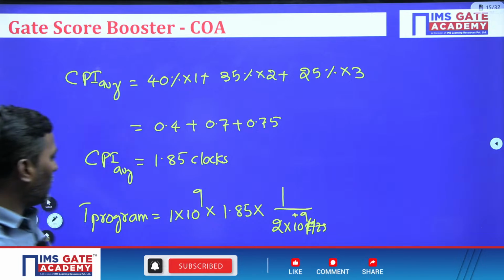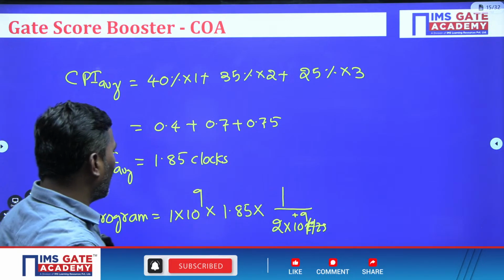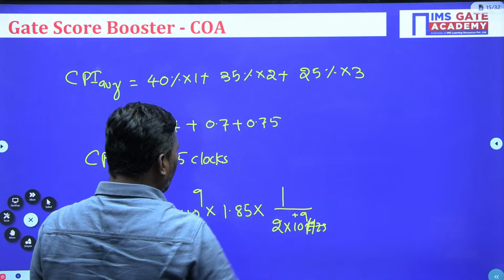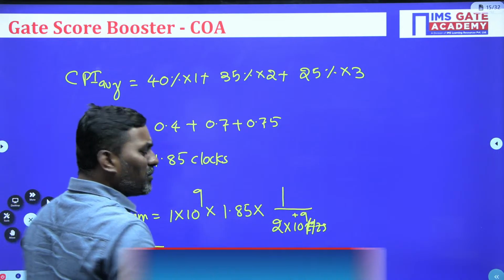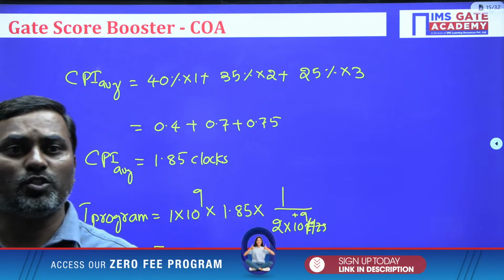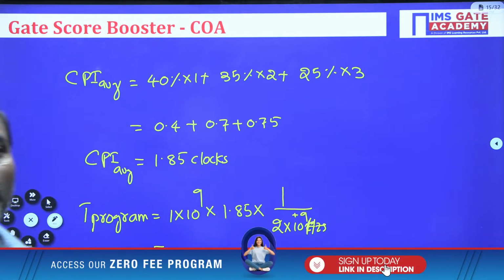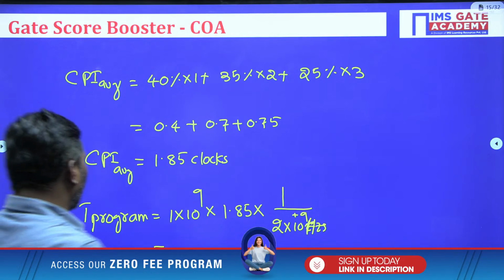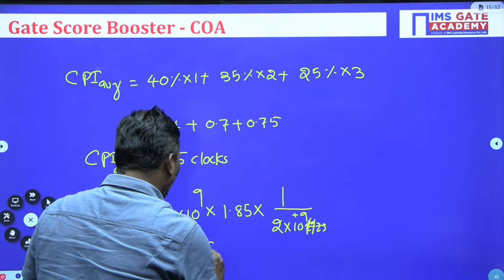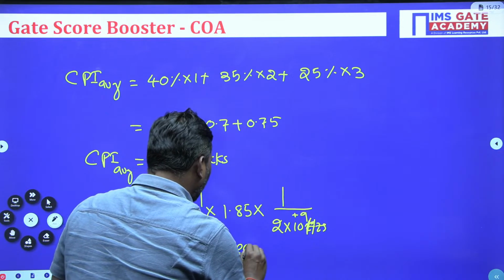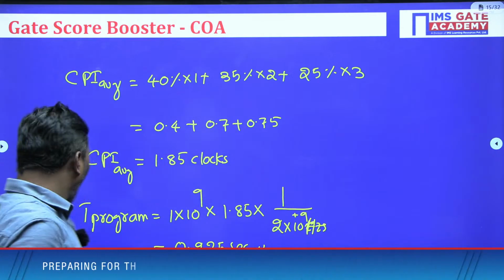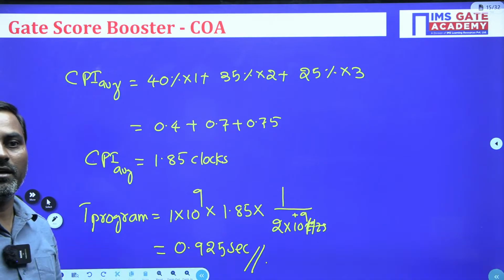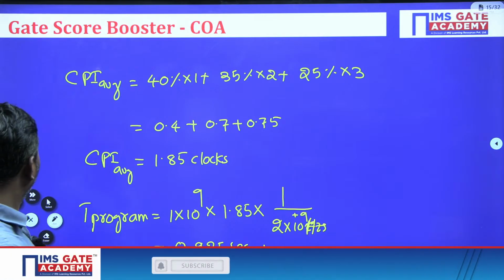Now this goes upside, so the minus becomes plus, and these get cancelled. What is the value we got? 0.925 seconds. Yes, 0.925 seconds. Nice. Up to 3 decimal places only is asked. Yes, this answer is correct. You're right, very nice.